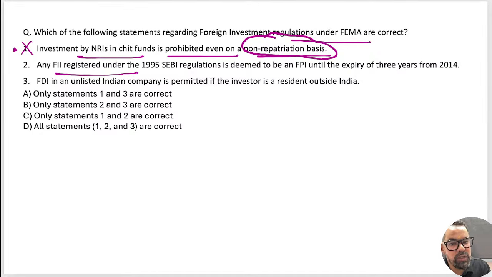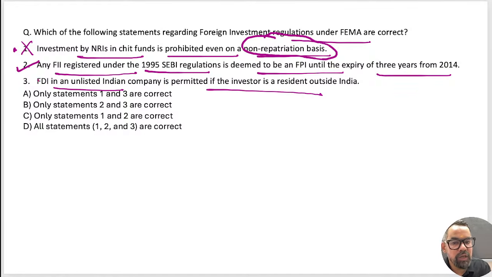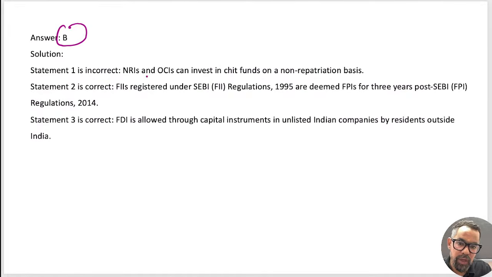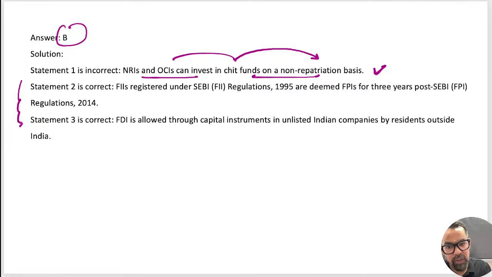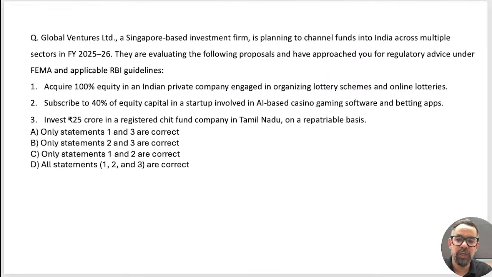Any FII registered under the 1995 SEBI regulation is deemed to be an FPI until the expiry of the 3 years from 2014 itself. FDI in an unlisted company is permitted if the investor is resident outside India. Yes, 2 and 3 means option B should be the right answer for this one. NRI and OCI can invest in chit funds on non-repatriation basis. Please do remember this one, guys, right? I guess everyone got tricked with this one only. Rest all are fine. Next one, guys.